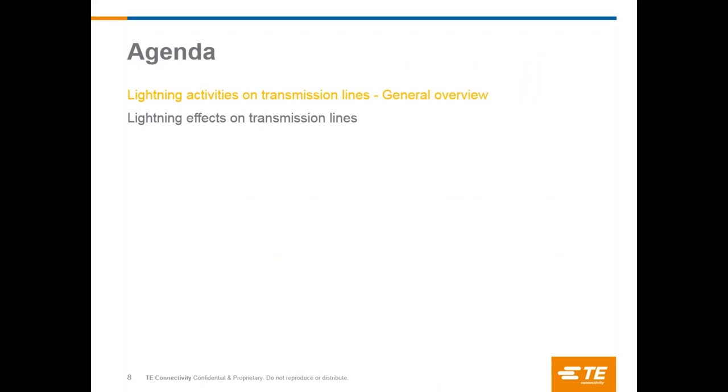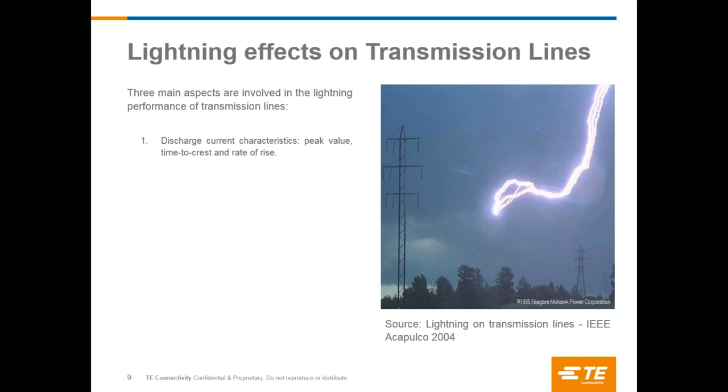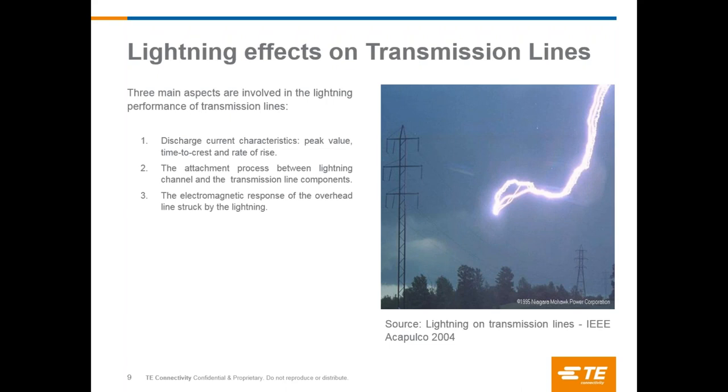Now we'll start to discuss the lightning effects on transmission lines. Three main aspects are involved in the lightning performance of transmission lines. Discharge current characteristics, which we'll be discussing in the following slides: peak value, time to crest, and rate of rise. The attachment process between the lightning channel and the transmission line components. How the components of the line respond after lightning striking. And the electromagnetic response of the overhead line struck by the lightning, in special the transient response across the line insulation.